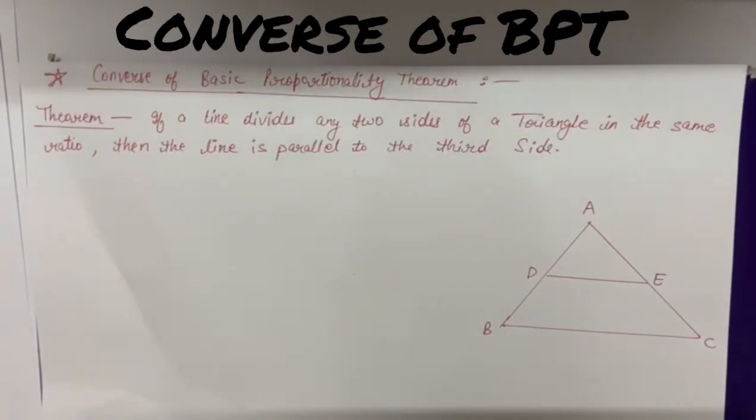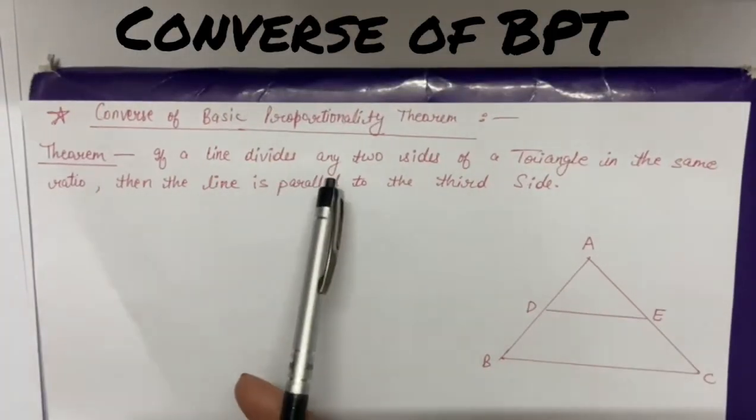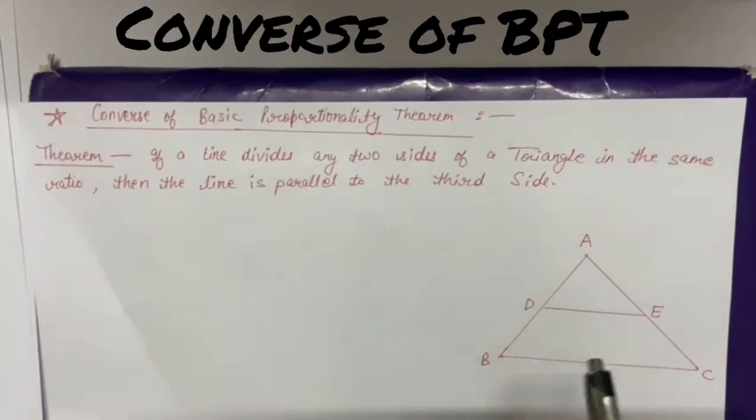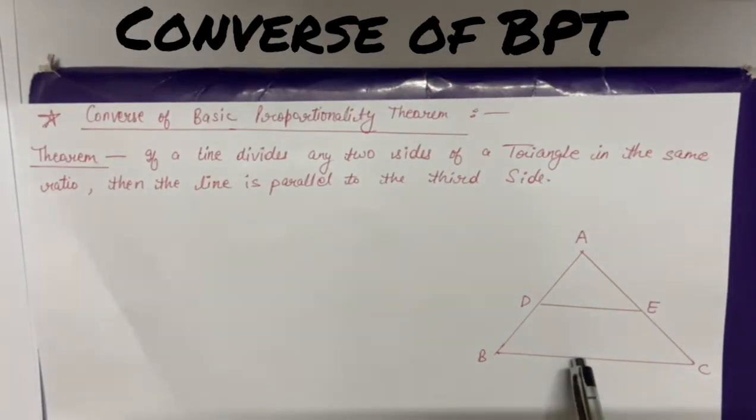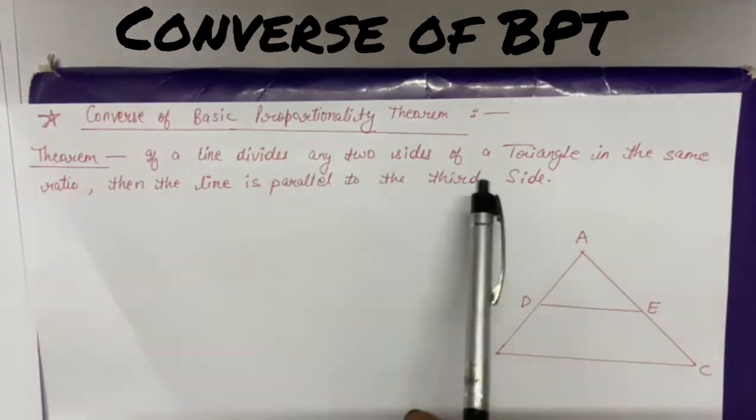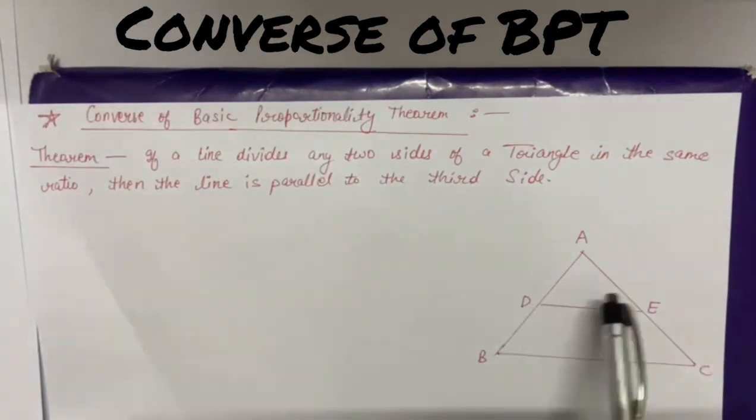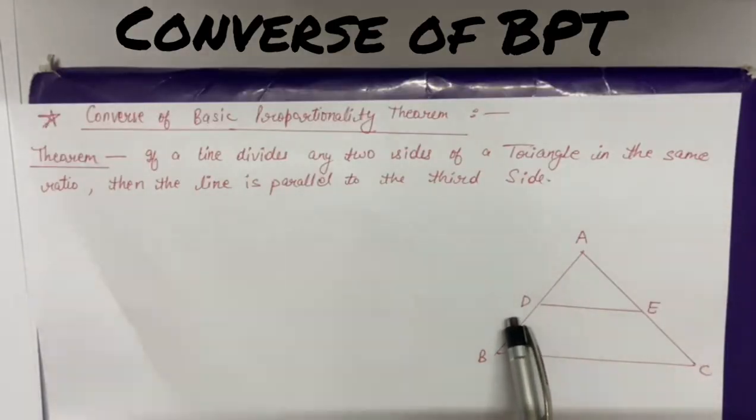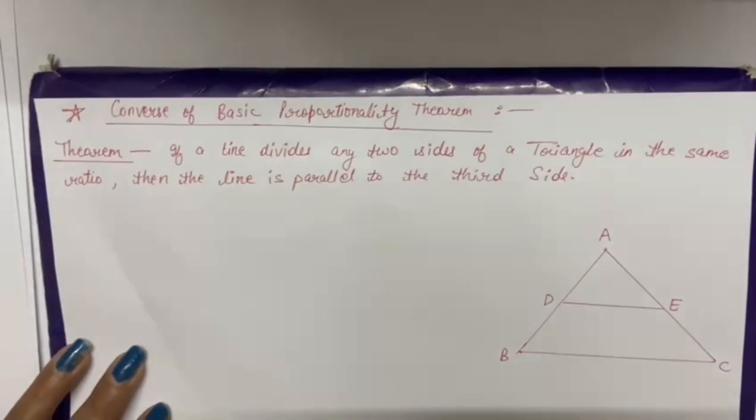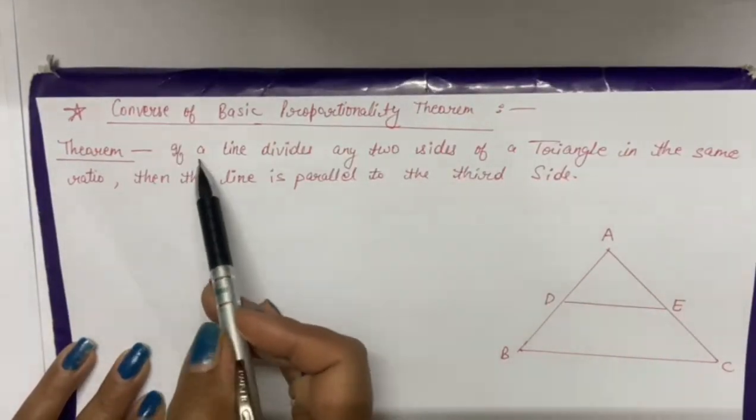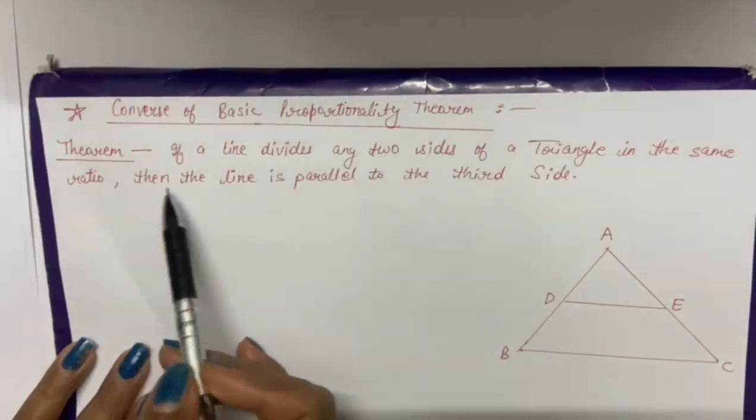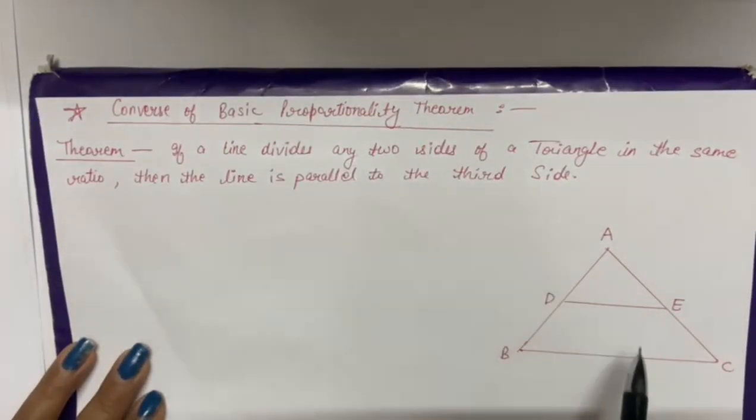So moving to the next theorem, that is the converse of the basic proportionality theorem. So this is the converse of the BPT theorem. In BPT, the lines were parallel and we had to prove that the ratios are equal. But now in the converse, it will be totally opposite. So here the ratios being equal will be given to us and we need to prove that the lines are parallel. Understood? So here the statement is, if a line divides any two sides of a triangle in the same ratio, then the line is parallel to the third side.